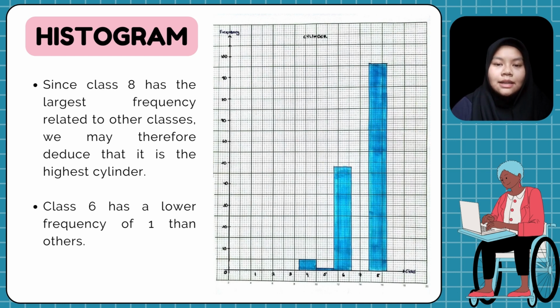Since class 8 has a larger frequency compared to other classes, we may therefore deduce that it is the highest cylinder. Besides, class 6 has a lower frequency of 1 than the others.